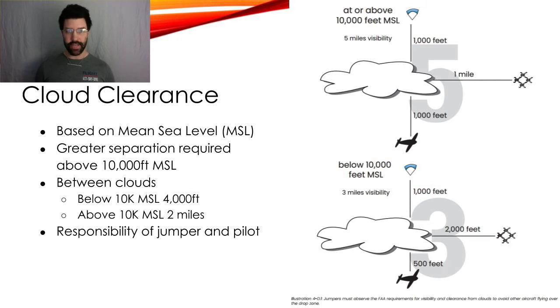Below 10,000 feet MSL, if you are going to fall between two clouds, those clouds have to be at least 4,000 feet apart from each other so that you can maintain 2,000 feet separation from each cloud as you fall between them. Above 10,000 feet MSL, the visibility has to be 5 miles or greater. You have to stay 1 mile horizontal distance from a cloud, 1,000 feet above it, and 1,000 feet below it.